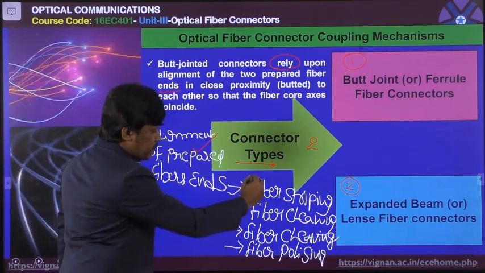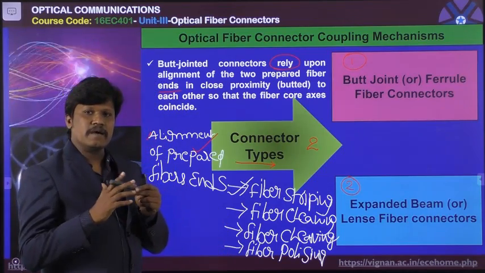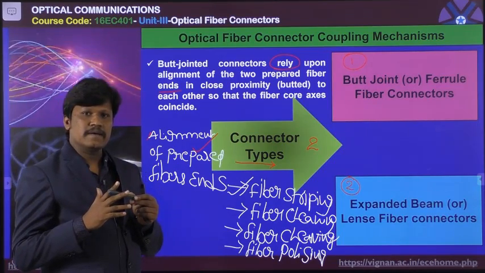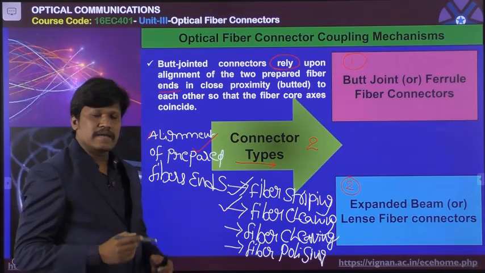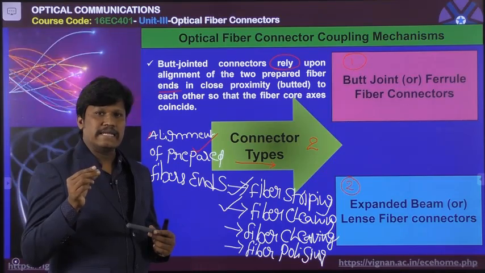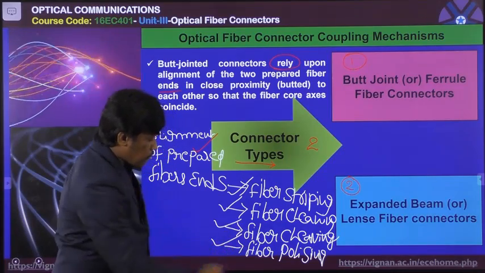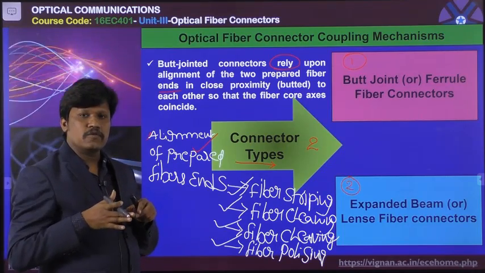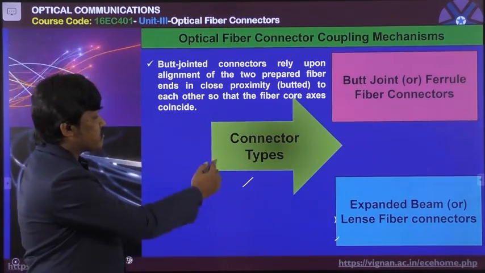First one is fiber stripping. Fiber stripping is nothing but removing the sleeve of the optical fiber cable, removing the strength member or removing the buffer of the optical fiber cable. Next one is fiber cleaning. Cleaning is nothing but using some cotton or any cleaning material. Third one is fiber cleaving, to cut the edges. Fiber polishing is nothing but to make the surface of the core proper.